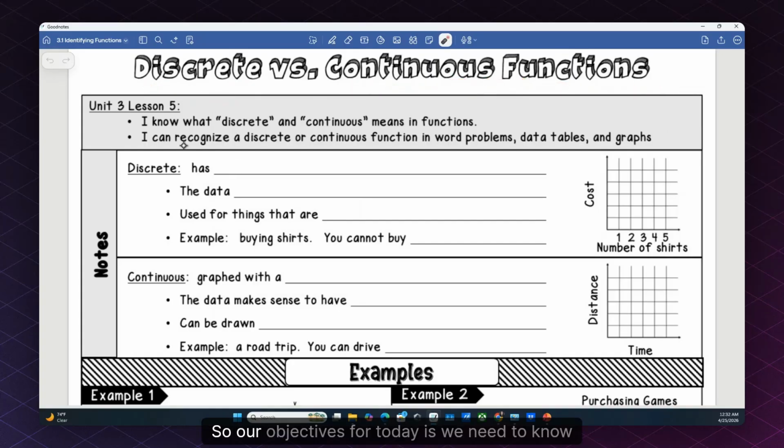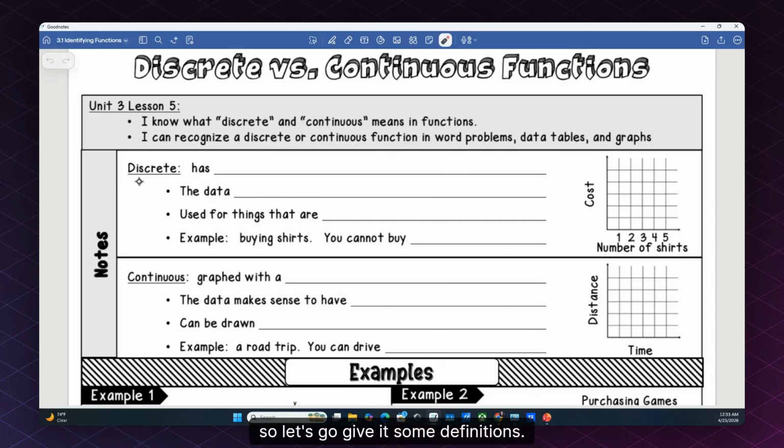This is Unit 3, Lesson 5, and we are going to be comparing discrete versus continuous functions. Our objectives for today are to know what discrete and continuous mean in terms of functions, like what do those two words mean in that specific math context? And second, that you can recognize discrete or continuous functions in either a word problem, a data table, or a graph.